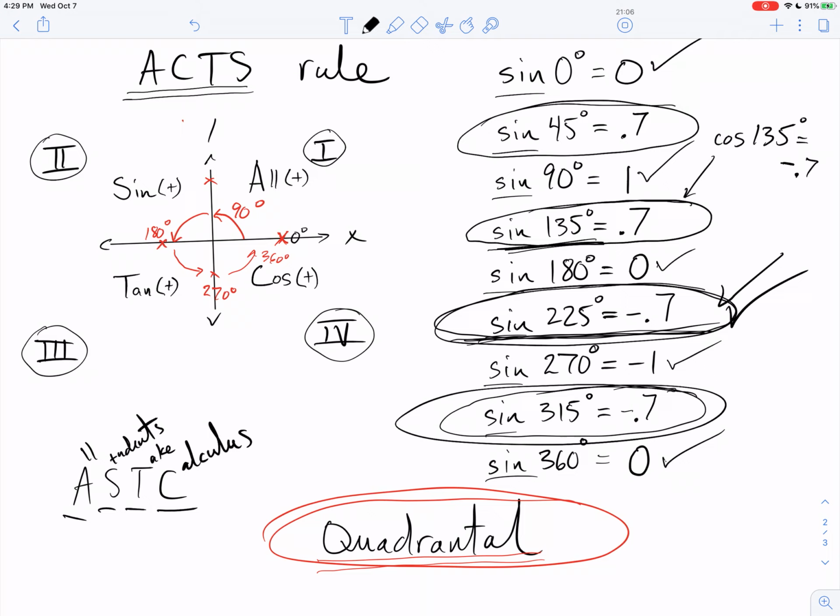Okay, we will use the ASTC rule and we will use the quadrantal stuff in our next 2 lessons. This is just information that you need to know. And if you're ever confused, ask for help.